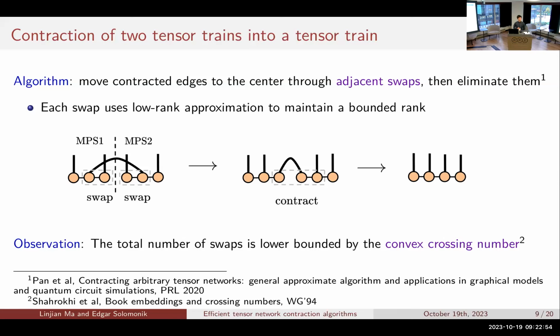So to minimize the number of swaps, we have an observation that the total number of swaps we need to perform in the approximation scheme will be lower bounded by a quantity called the convex crossing number of the input tensor network graph. So the convex crossing number is the minimum number of edge crossings if we want to embed the graph into a line structure.